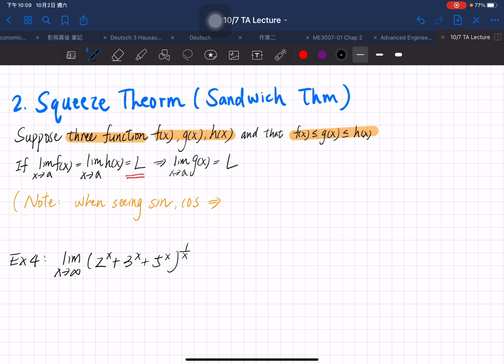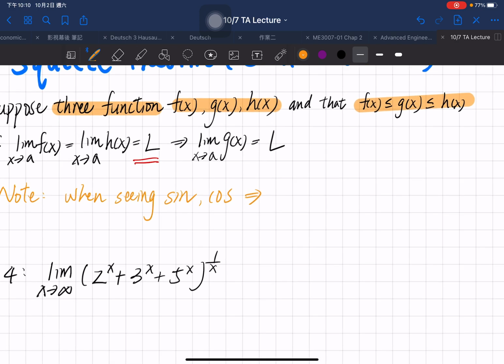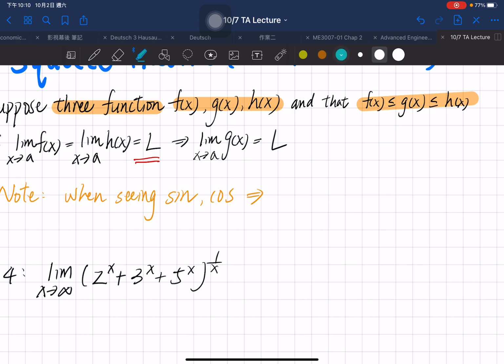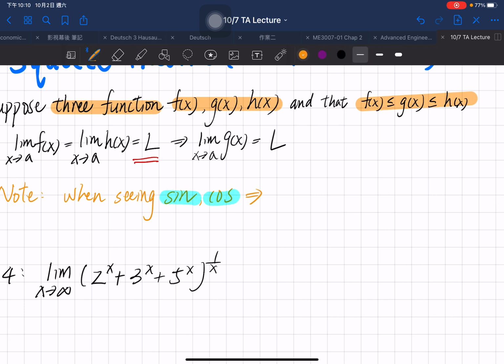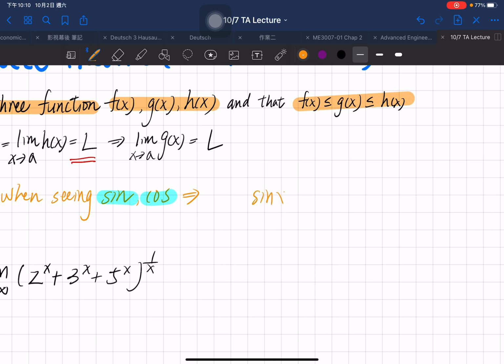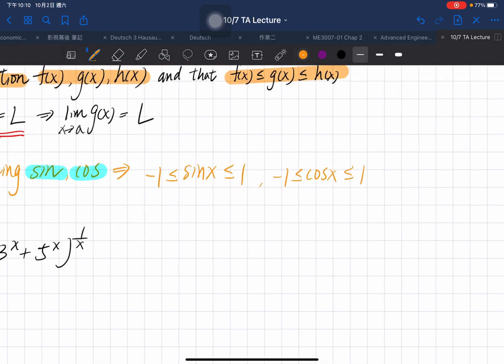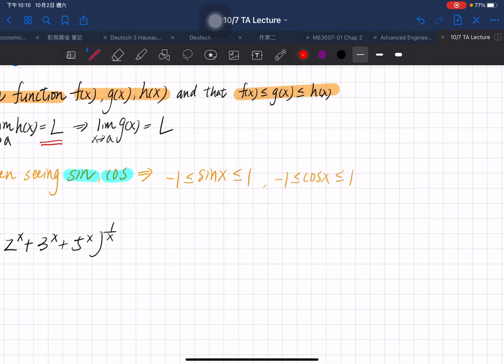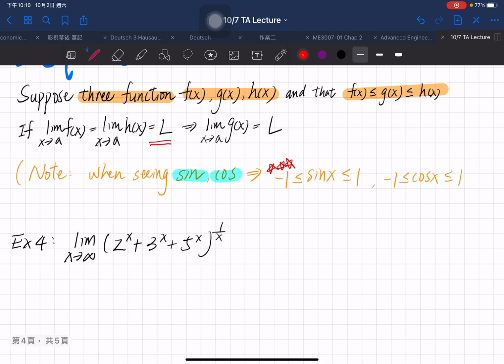Another important skill with the squeeze theorem is that when you see sine and cosine, always remember that sine of x is between 1 and minus 1, and also cosine x is between 1 and minus 1. This is very important because this is one of the bounds you can use in the squeeze theorem. Sine and cosine, two important functions.